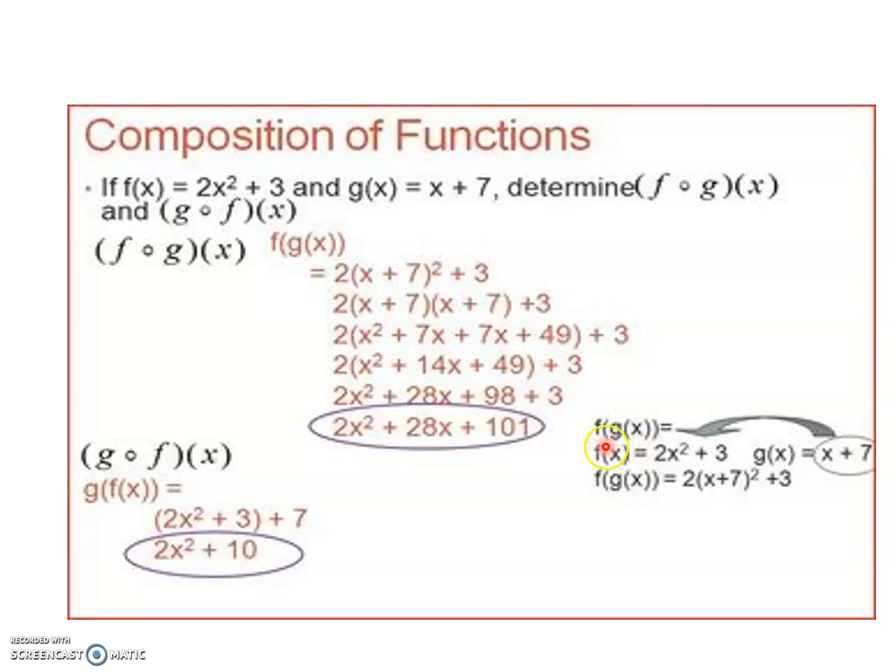The important step is that in f circle g of x, instead of x we have to put x plus 7. Now g circle f of x. So we have to take g bracket f of x. f of x is 2x square plus 3. Instead of x we have to put 2x square plus 3 plus 7. So 2x square remains the same, 3 plus 7 is 10. So we derive the final answer in the form of 2x square plus 10, that is g circle f of x, and f circle g of x is 2x square plus 28x plus 101.